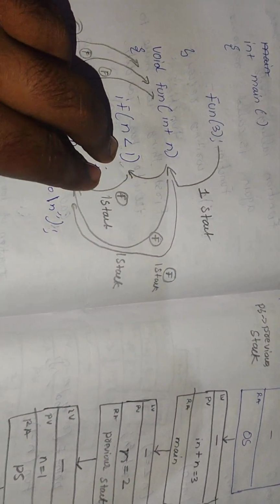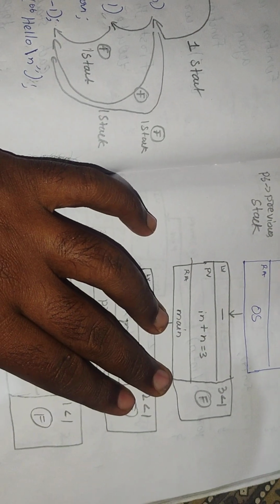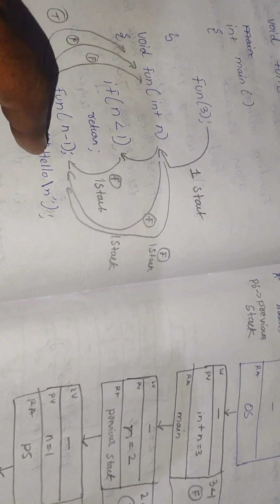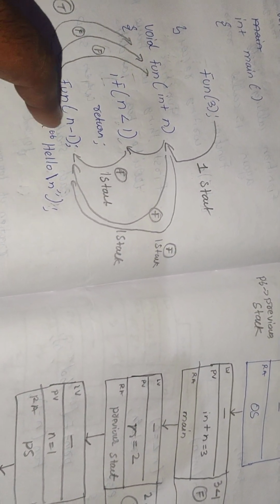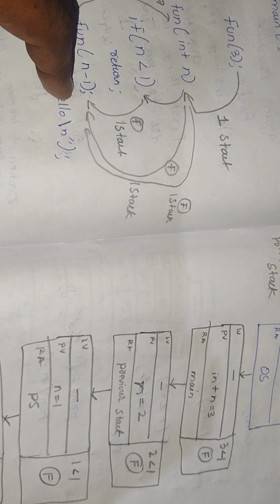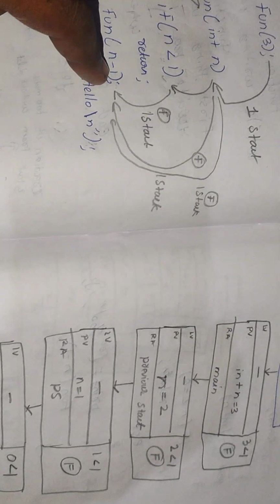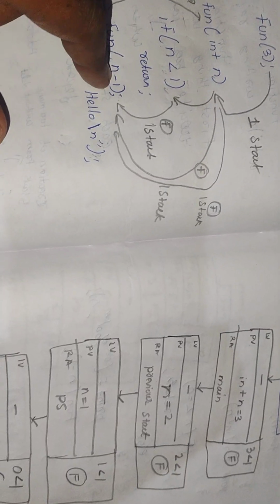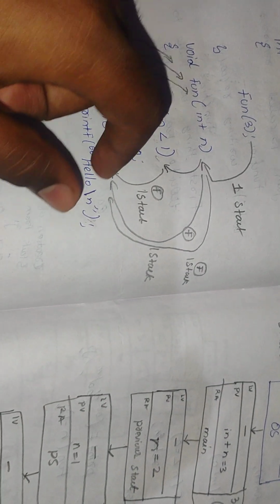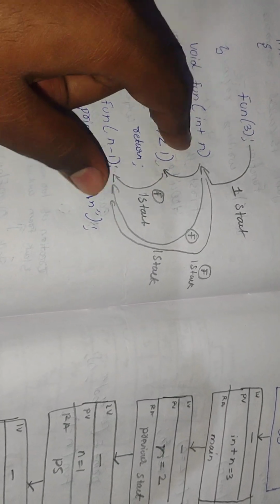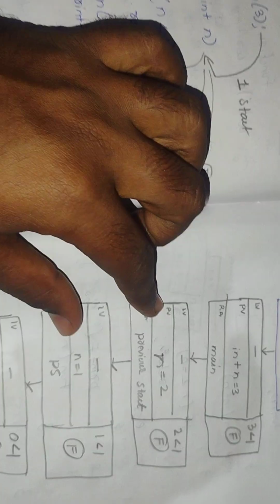Okay. Now I am checking the condition: is 3 less than 1 or not? It returns false. False means the function call will happen again. So here a function call happens, and again it goes into this function, so a stack will be created.